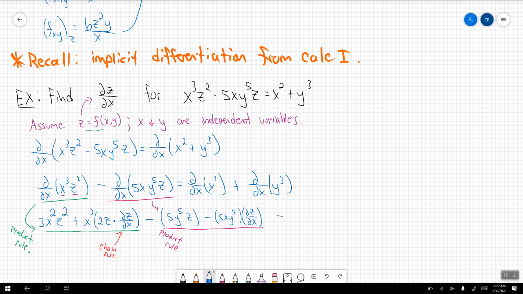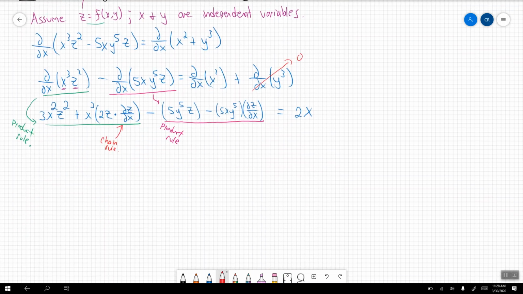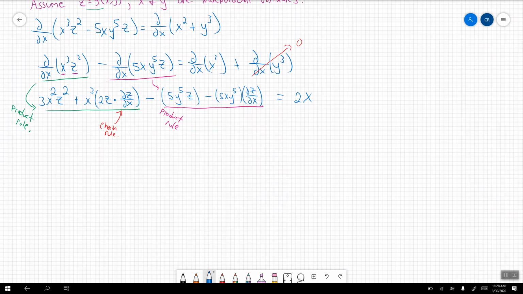Now for the right hand side of the equation, partial of x squared with respect to x, that's going to be just 2x, and then the partial of y cubed with respect to x, that's a constant, so that goes to 0. Nice. So let's see if we can simplify this just a little bit more.